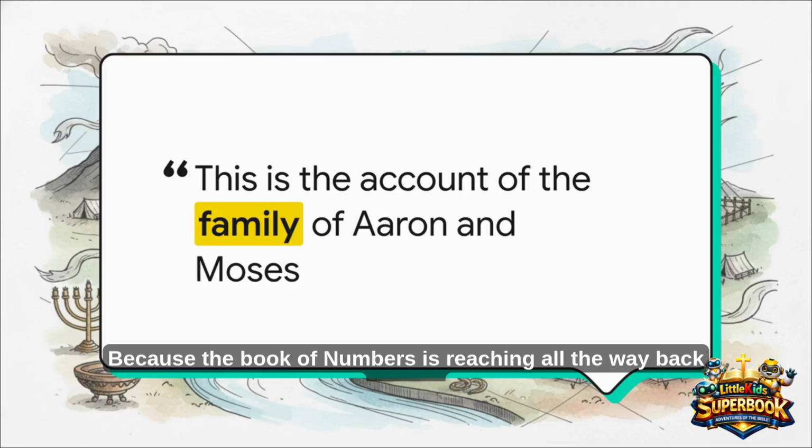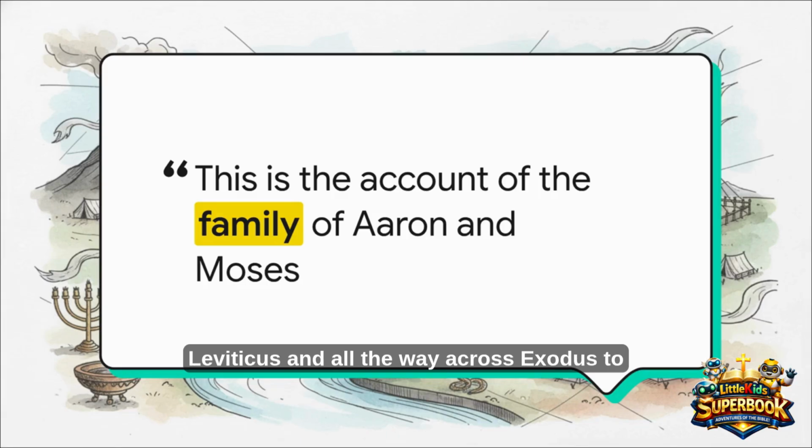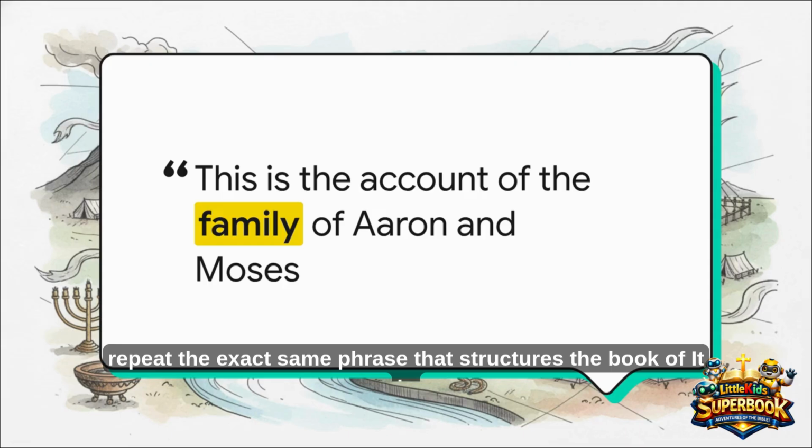Because the book of Numbers is reaching all the way back across Leviticus and all the way across Exodus to repeat the exact same phrase that structures the book of Genesis. It is a highly intentional piece of literary architecture designed to bind these separate scrolls into one continuous narrative.